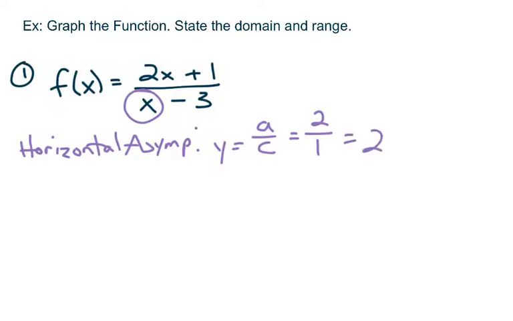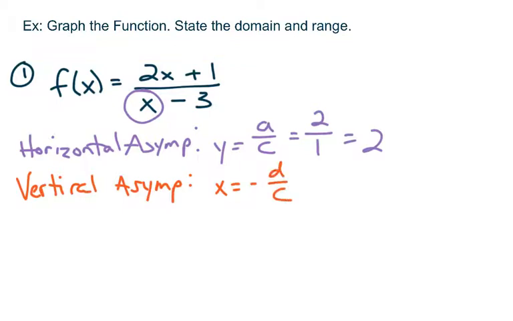And then we need to do the vertical asymptote. So that's x equals, and remember it's negative d over c. D is the number on the bottom on its own, so we'll have negative 3 over c. Again, c is 1. So we'll have negative 3 over negative 1, basically both become positive, 3 over 1, which is positive 3. So we have our vertical asymptote at 3, our horizontal asymptote at 2.